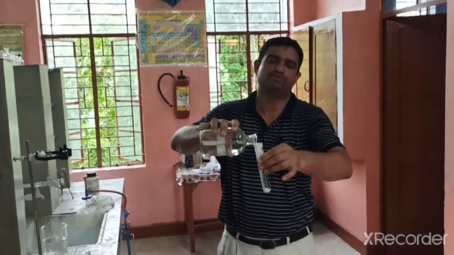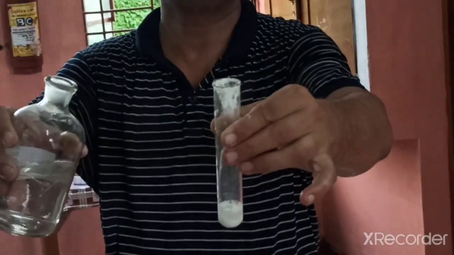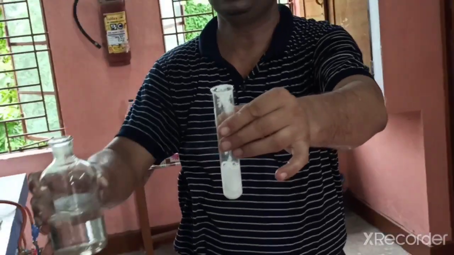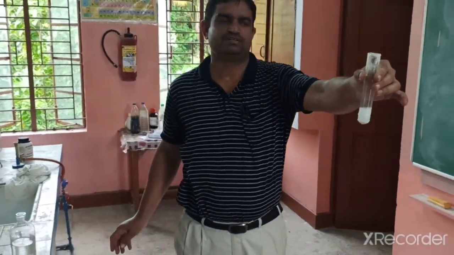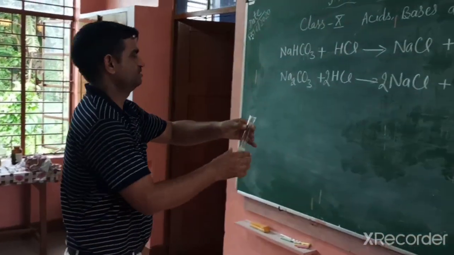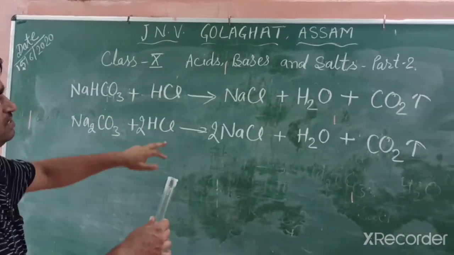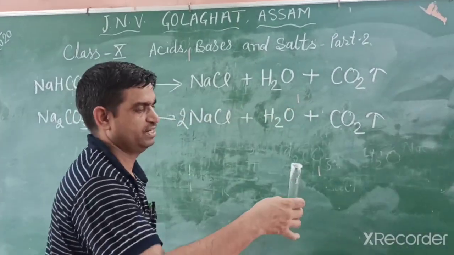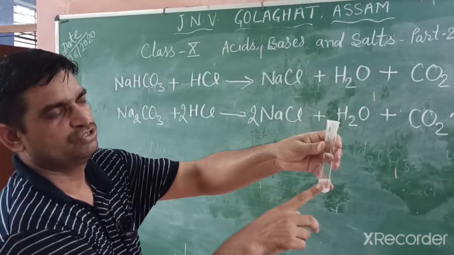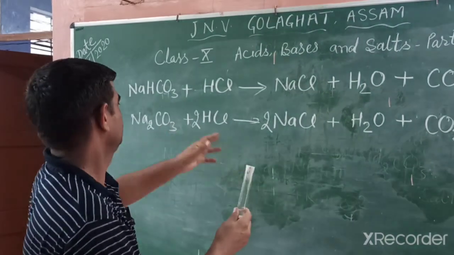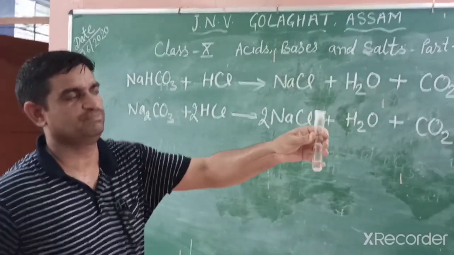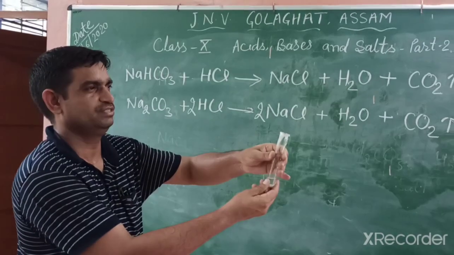The gas is released with effervescence, very fast gas release. So this gas is carbon dioxide. But how can we confirm the released gas is carbon dioxide? The reaction is like this: sodium bicarbonate plus HCl gives sodium chloride, water and carbon dioxide. And this solution is slightly cold compared to the sodium carbonate solution. That is endothermic, because the temperature is lower in this reaction.